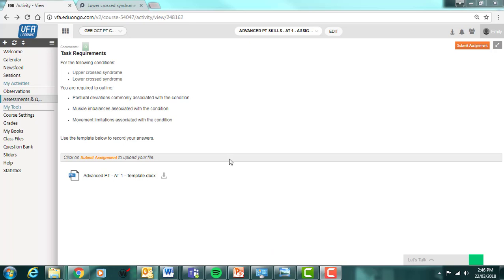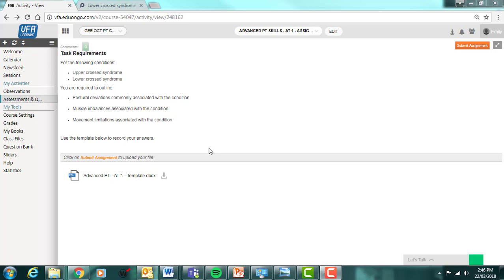So what we're finding with this is that the upper cross syndrome is being done fairly well, but the lower cross syndrome, when it looks at the postural deviations, a lot of the students are saying that an external rotation through the hips is involved. When we've had a look at it, Justin and I both believe that it's an internal rotation. We've also had this looked at by somebody else who agrees with us.